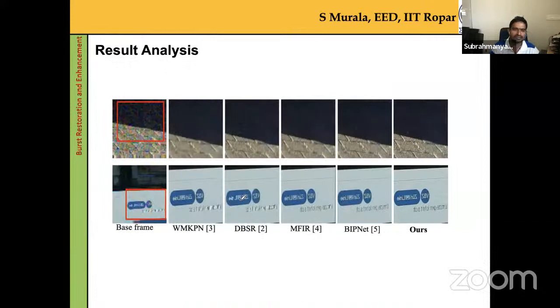If you see, this is the raw frame, which looks like this directly. If you apply burst super resolution with the existing methods, these are all the existing methods, and this is our method. If you see, we are able to restore better data, meaning we are able to upscale the image by extracting or generating more information.